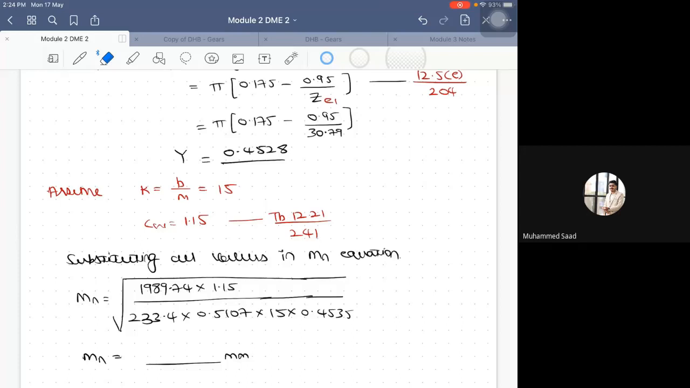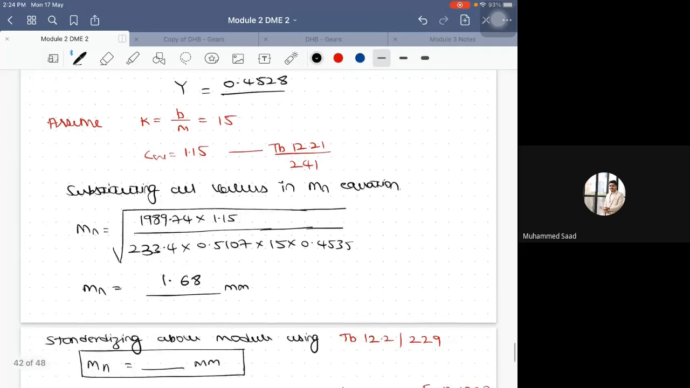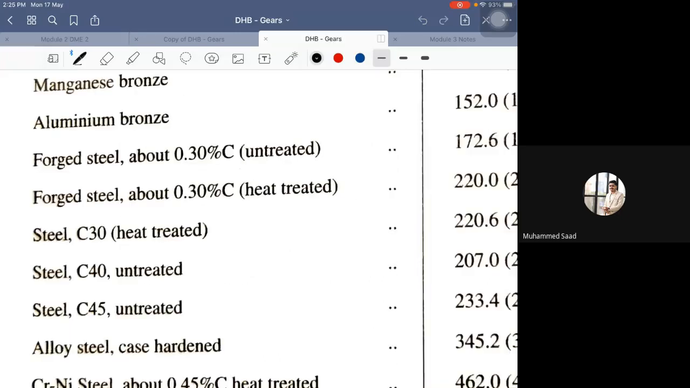Module. Okay, 1.68. Standardize this particular thing using the table. Standardized values. Standardize the above value using table number 12.22, page number 229.